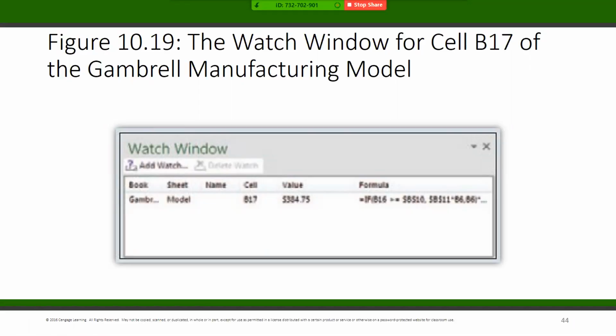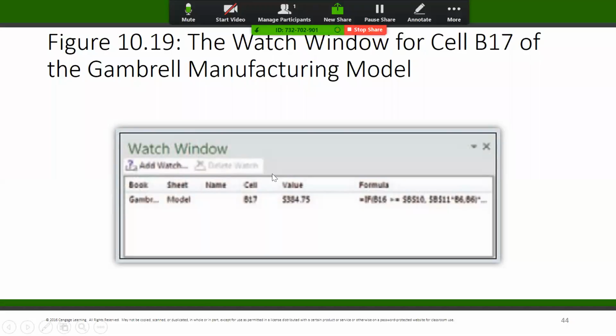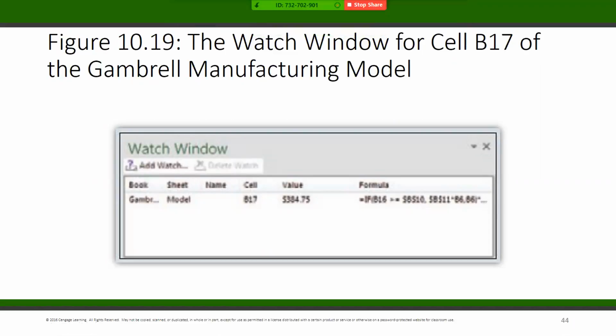Now, the watch window is observable regardless of where we are in the workbook. So no matter where we're at, as long as we started that watch window, we're going to be able to see what happens wherever we're at. So if we make a change in one place, we'll still see this watch window. So that's the cool thing about it.